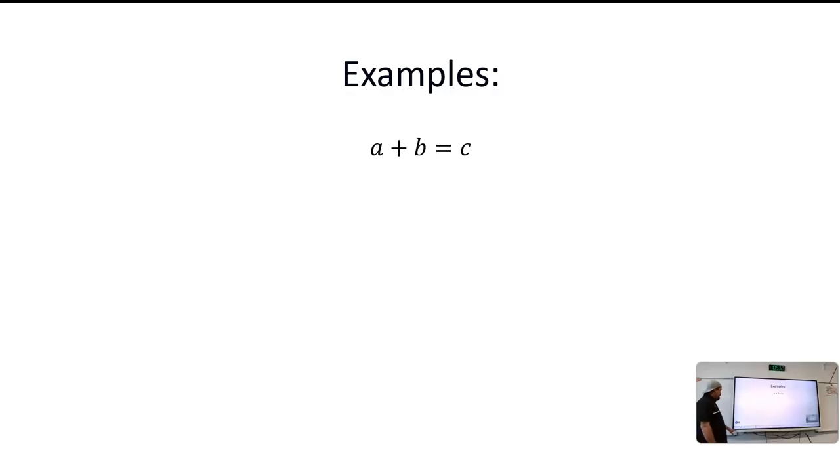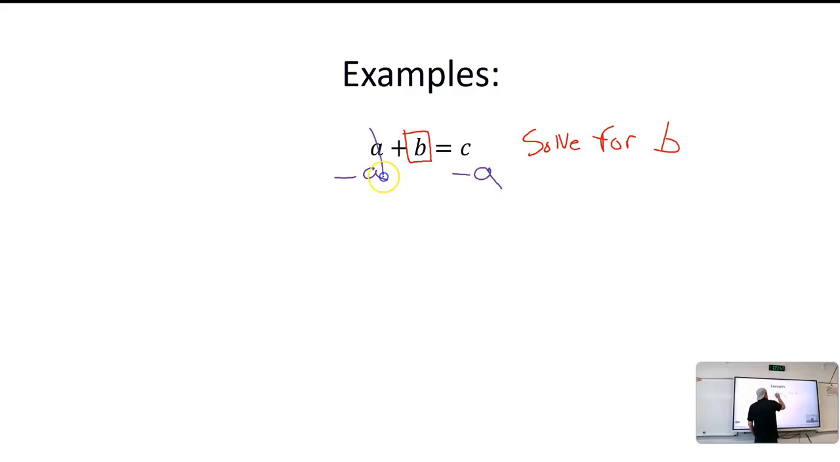So if we have, let's say, a plus b equals c, and we are solving for b. Okay, so we want b to be by itself. All right, so we need to get rid of that a. This is a positive a, so I'm going to subtract a from this side and from this side, so it cancels out. And I'm left with b on the left side. And on the right side, I'm left with c minus a.